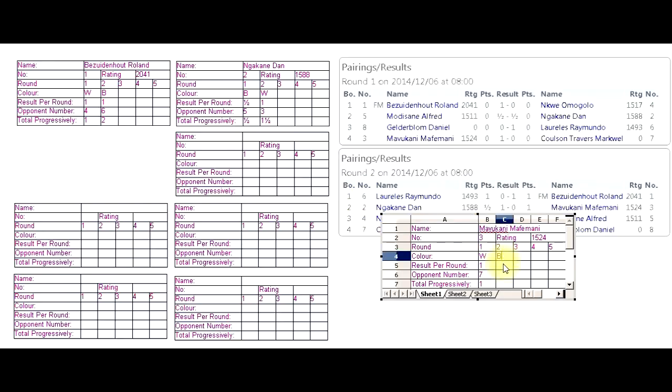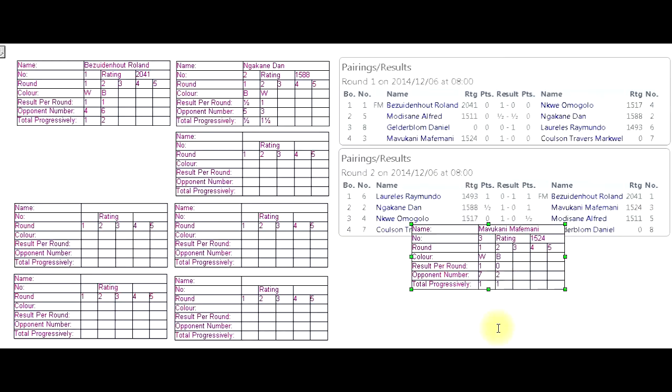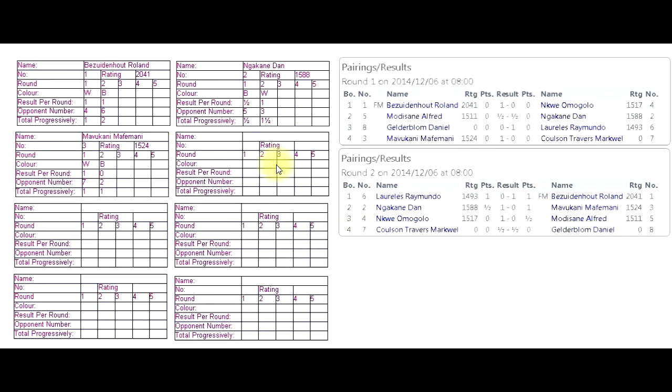Color, black. Result per round, 0. Opponent number, 2. Total progressively, 1. The next player.